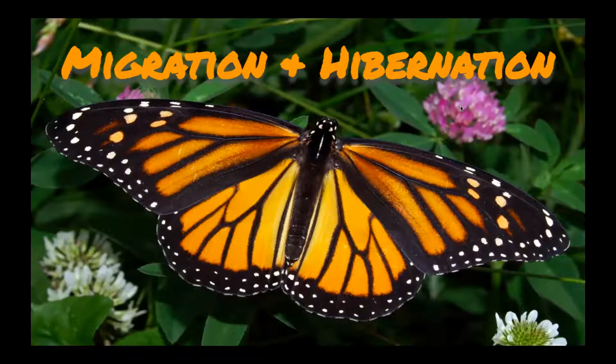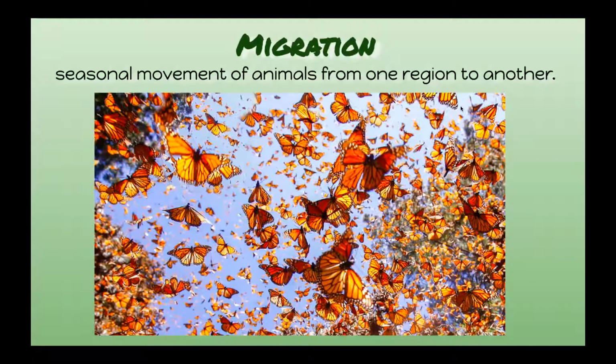So first, let's talk about migration. Migration is a seasonal movement of animals from one region to another. This is when you see birds and butterflies and other animals moving south to stay over the winter. The first example I have is the butterflies. Right here, you have monarch butterflies, and they're actually coming through right now. They're finishing up their journey down to Mexico for the winter.